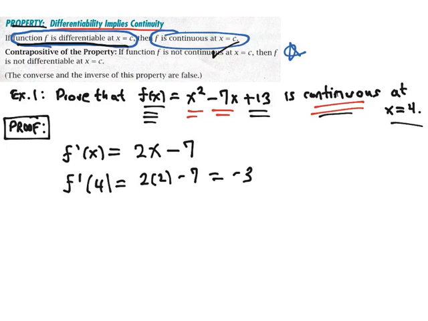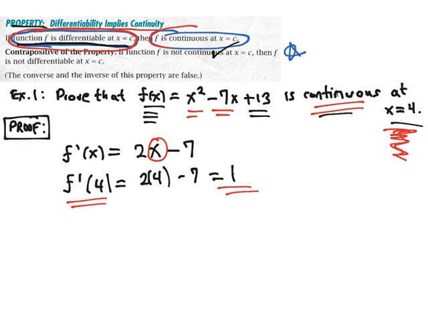Let me back up a little bit. I'm evaluating the derivative at x is equal to 4, so I should have substituted 4 instead of 2. So what I have here is 2 times 4 is 8. 8 minus 7 is 1. What that tells us is that the derivative of the function at x is equal to 4 exists, and it is equal to 1, which means that the function is differentiable at x is equal to 4, and therefore by this property it must also be continuous at x is equal to 4.